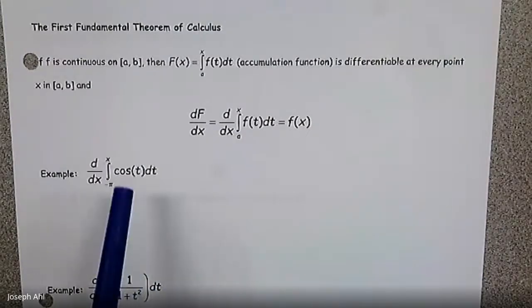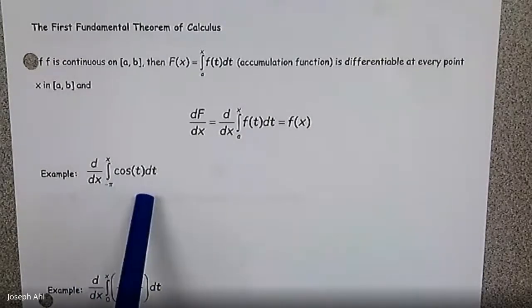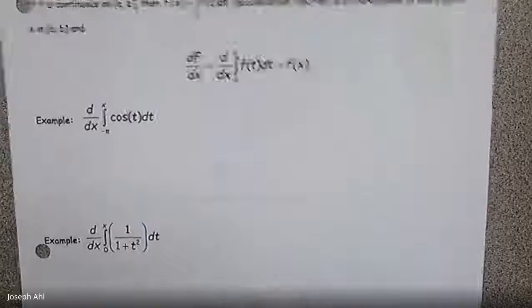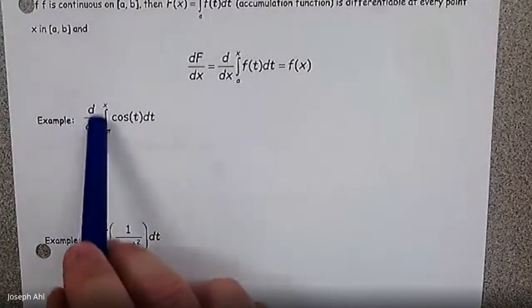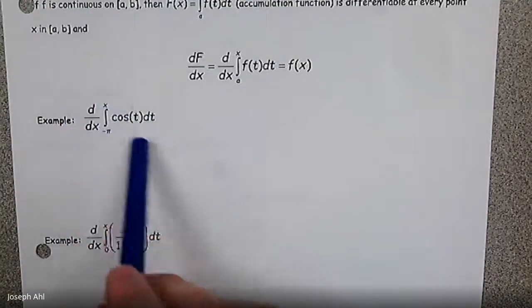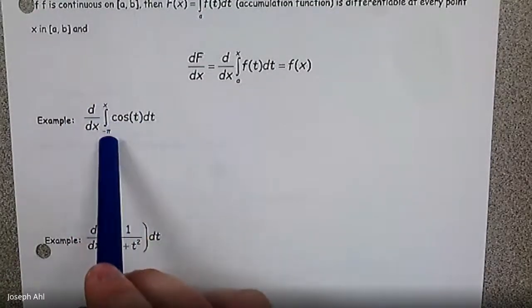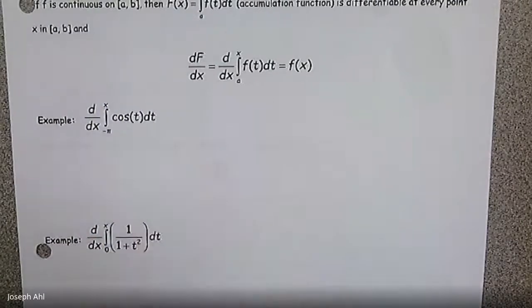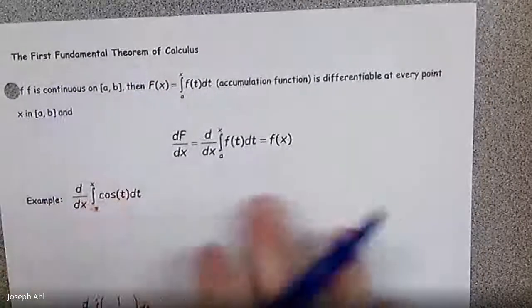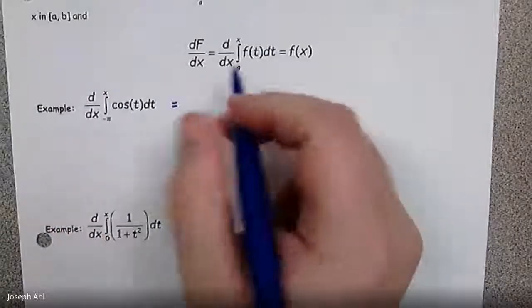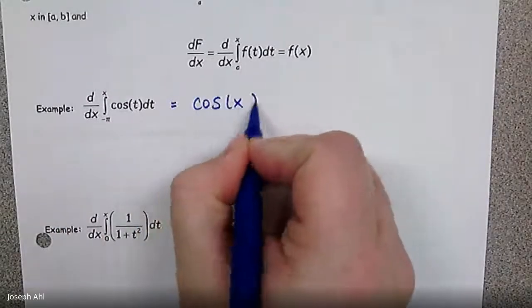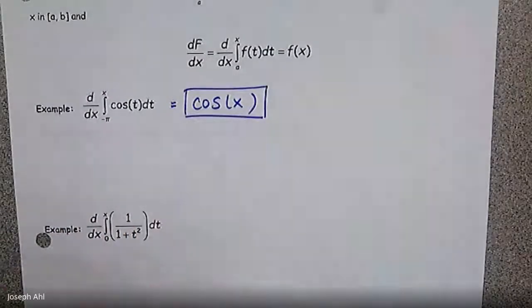Okay. But anyway, here's what we've got for some quick examples of what we got going on here. So if you take the derivative with respect to x of the accumulation function here from negative pi to x of cosine of t dt, according to the first fundamental theorem of calculus, this is equal to cosine x. Done.